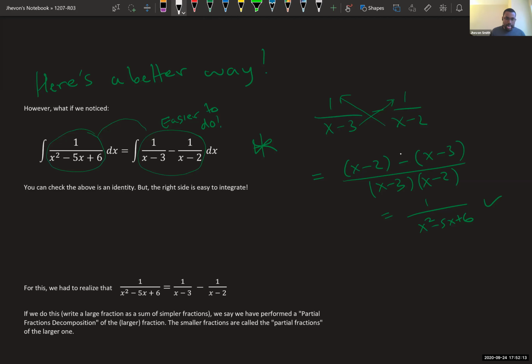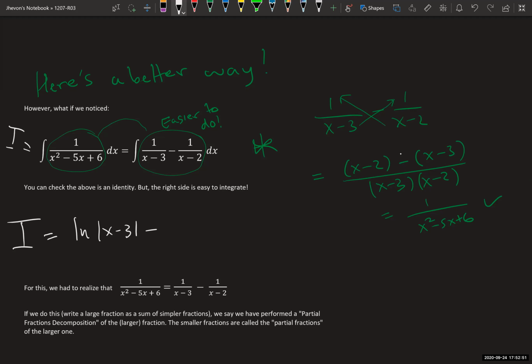In fact, now if I were to call this I, could you tell me what I is equal to, knowing that it's the integral on the right? It's now something you can literally do in your head. ln of x minus 3 minus ln of x minus 2. Fix that up a little bit. It would be ln of x minus 3 over x minus 2, wouldn't it? No, that's actually the same thing. We're off by a technicality. Absolute values. Plus c. Right, plus c.